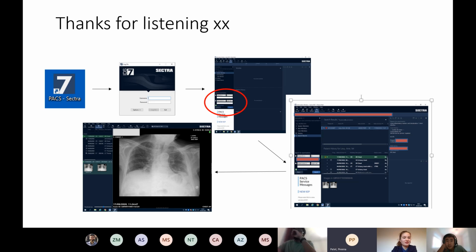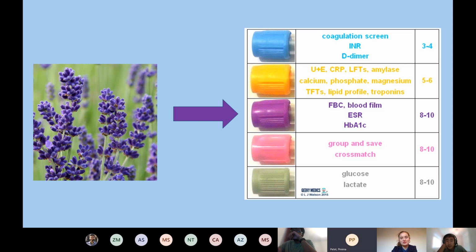Okay, cool. So I'm going to talk to you a bit about the most common blood test that you'll probably get asked to do now that you're doing the internship model. This is the lavender bottle, which does full blood count, blood film, just your true bread and butter medicine, basically.